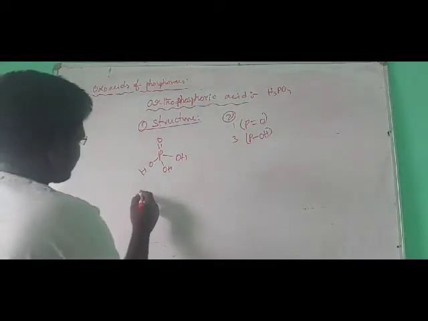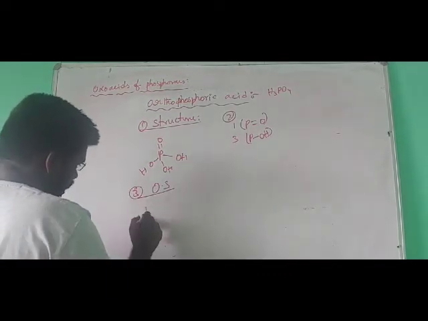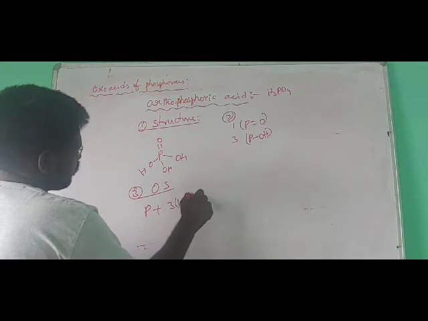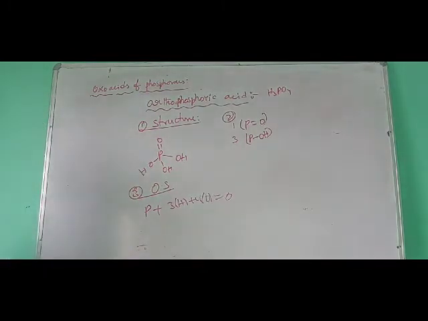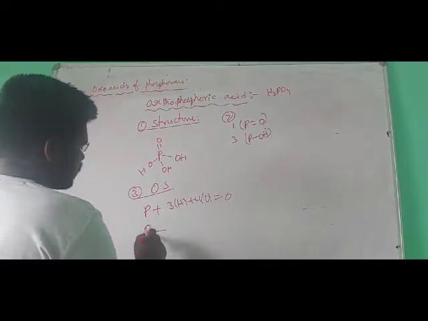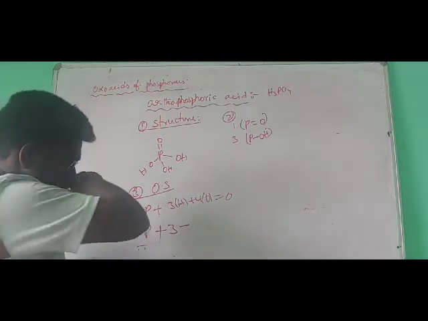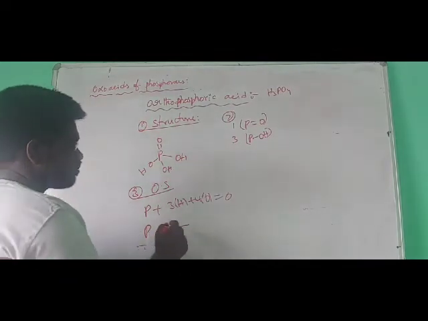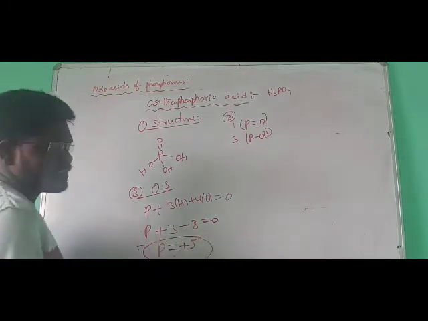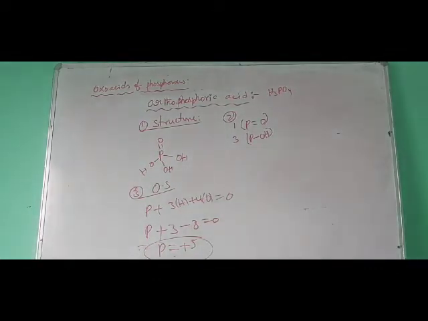So now let us calculate the oxidation state on the phosphorus. In this one we have 1 phosphorus atom, 3 hydrogens, and 4 oxygen atoms. The overall oxidation state equals 0. Hydrogen has +1 oxidation state, so 3 into +1 is +3, and the 4 oxygens, each with -2 oxidation state, give 4 into -2, which is -8. So here phosphorus has +5 oxidation state. In this H3PO4 molecule, phosphorus has +5 oxidation state.